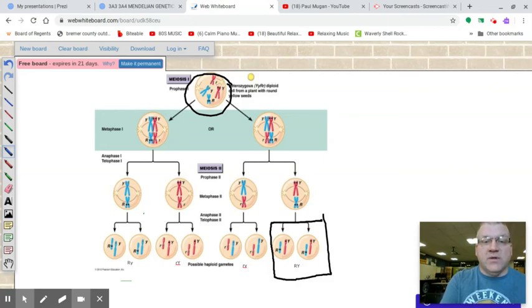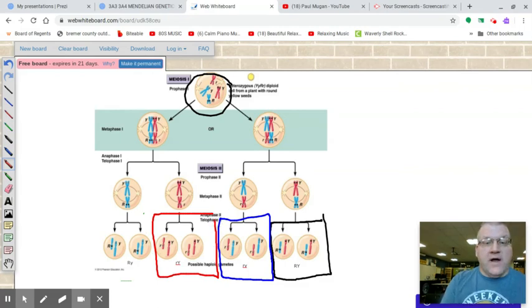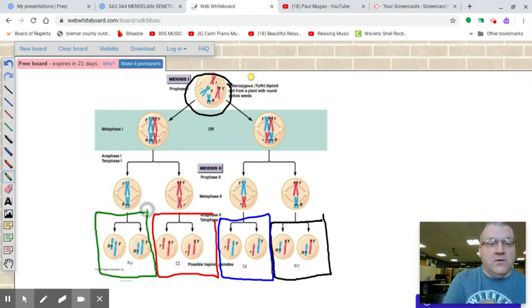So the second possibility here is that we could have the wrinkled allele traveling with the green allele, both recessive alleles traveling together. The next possibility would be that we could have the recessive for wrinkled traveling with the dominant for yellow, or the last possibility being we could have the round allele traveling with the recessive for green. Independent assortment of alleles.